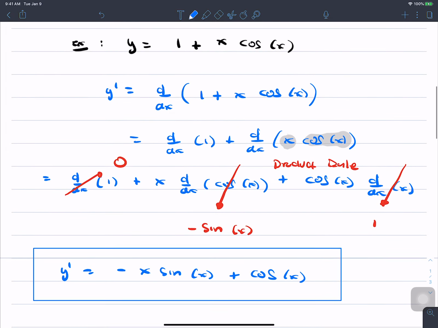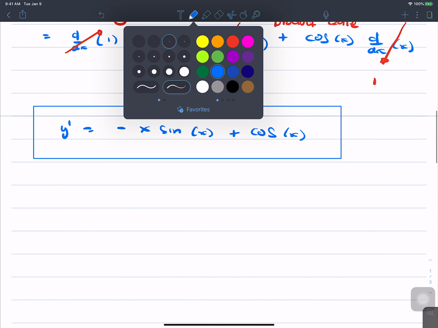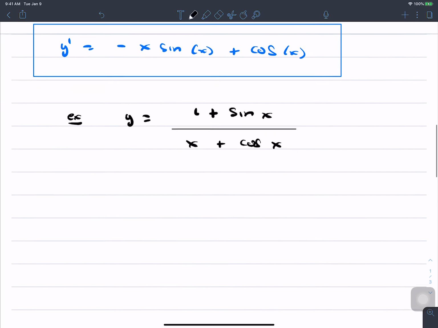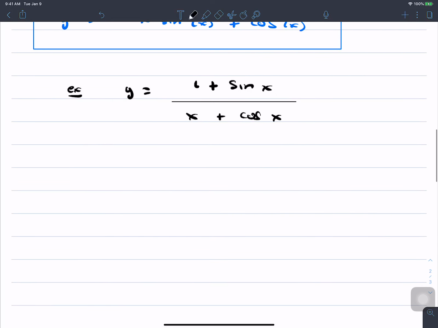Okay. So let's look at another example. And how about this? 1 plus sine x over x plus cosine x. Okay. So in this one, we take the derivative, and as you can see, it's going to be quotient rule.